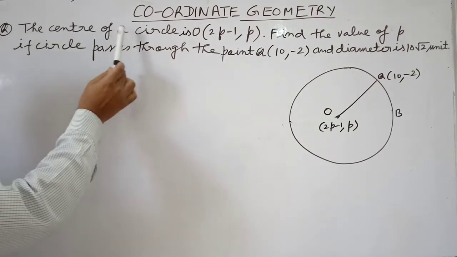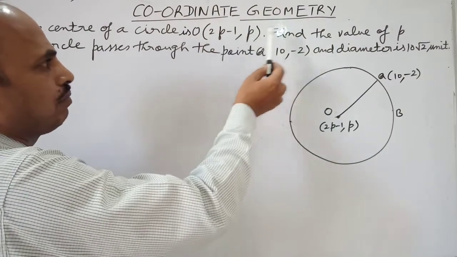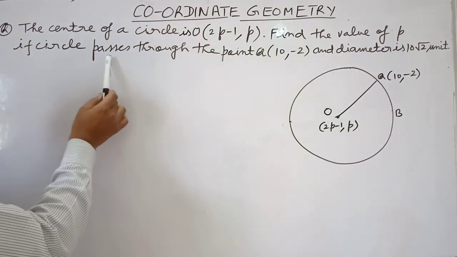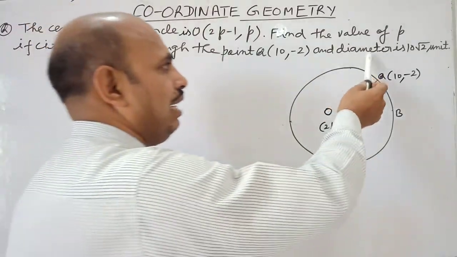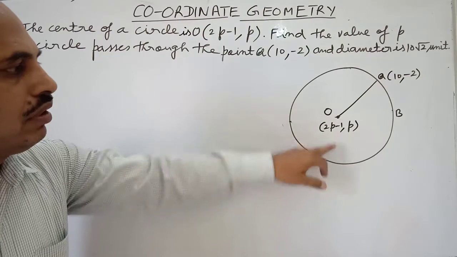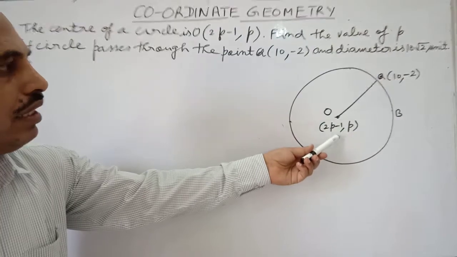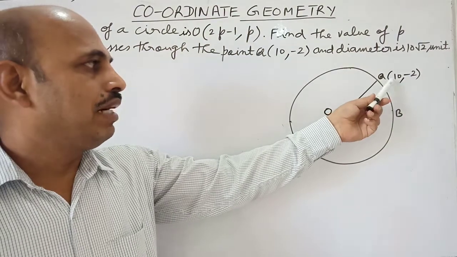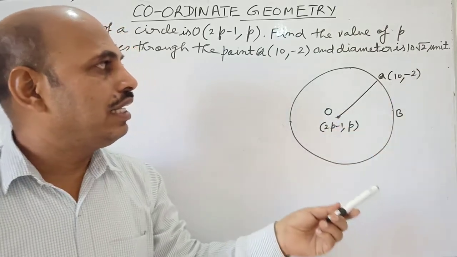The center of a circle is O, (2p minus 1, p). Find the value of p if the circle passes through the point Q (10, minus 2) and the diameter is 10 root 2 units. The center of the circle is O, (2p minus 1, p). The circle passes through the point Q (10, minus 2). Diameter is 10 root 2.